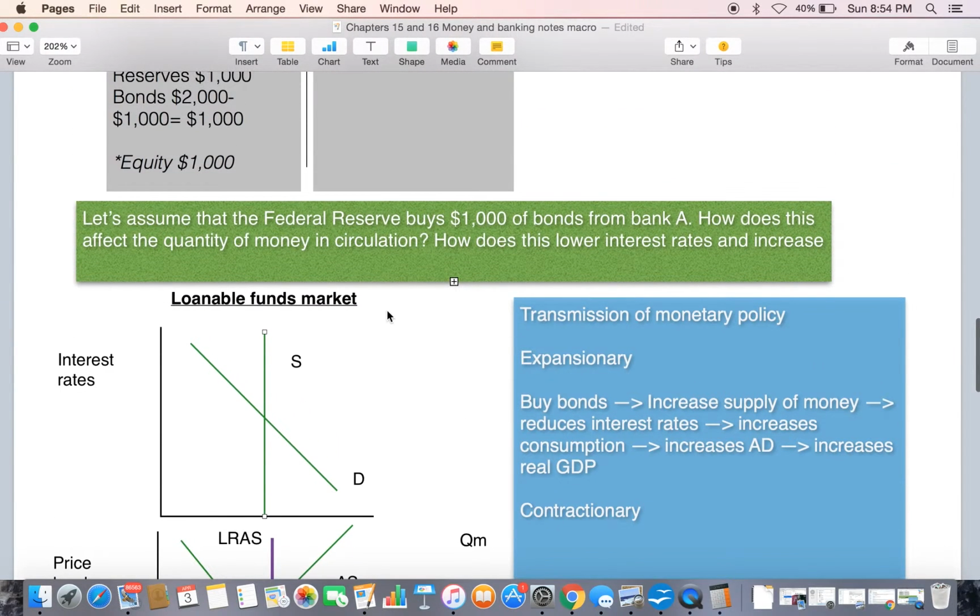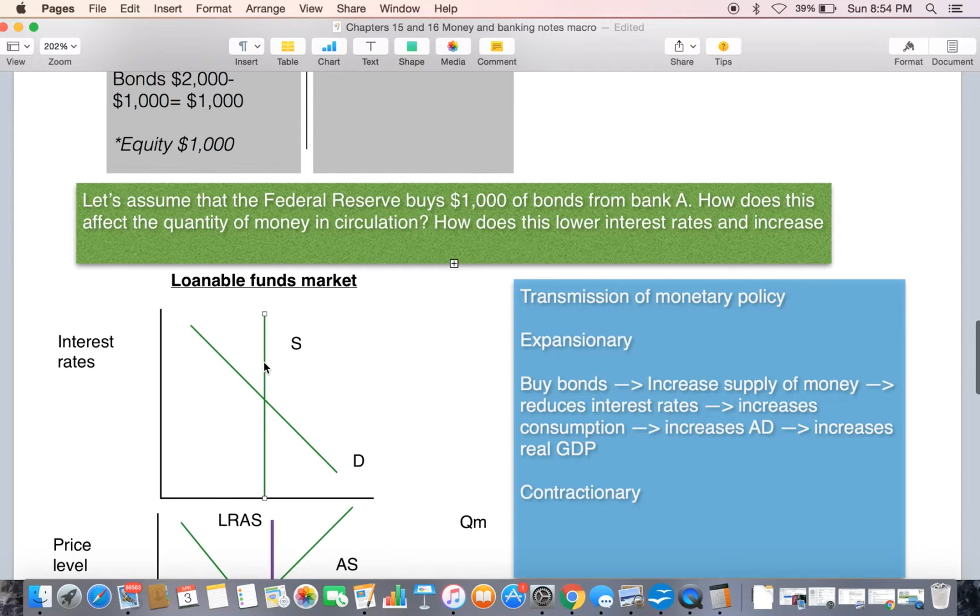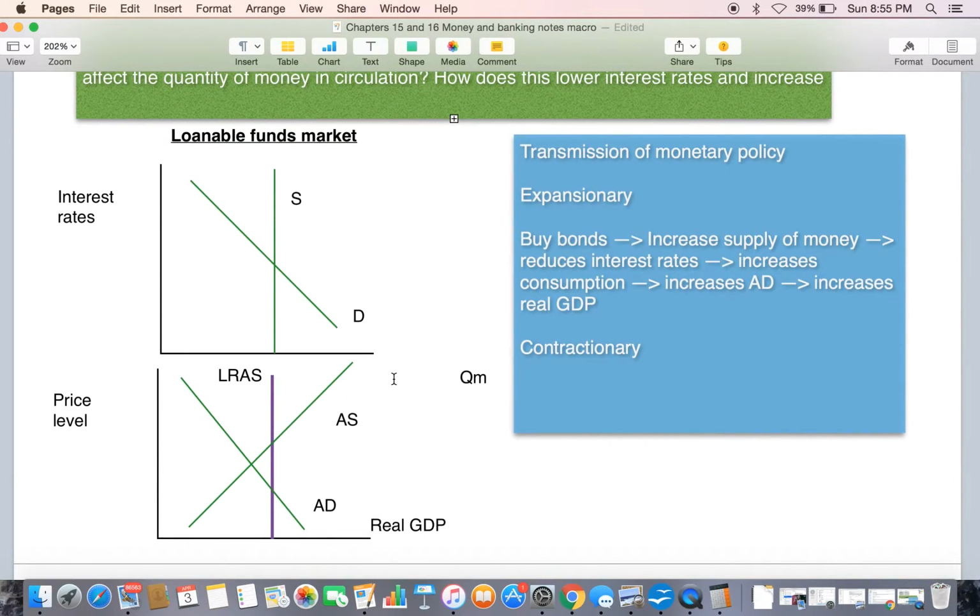So therefore, when the Fed goes in and buys bonds, which add money to the system and allow for more lending to occur, more depositing and lending, expanding the money supply through the system of fractional reserve banking, contingent on the reserve requirement, which gives us our money multiplier, we see that increases in the supply of money will decrease interest rates. When interest rates are lower, this allows consumers to purchase more goods and services.